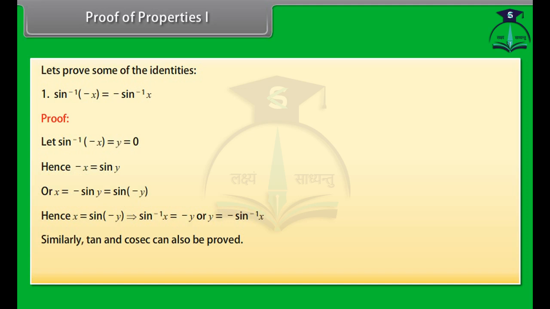Similarly, tan and cosec can also be proved. Cos inverse minus x is equal to pi minus cos inverse x.